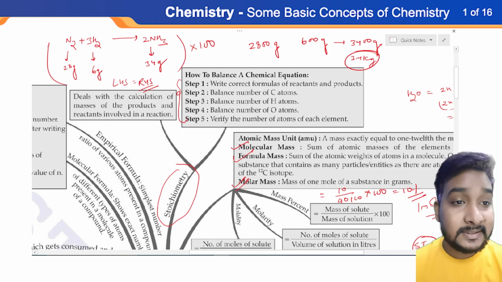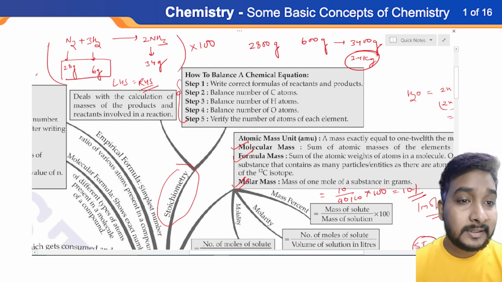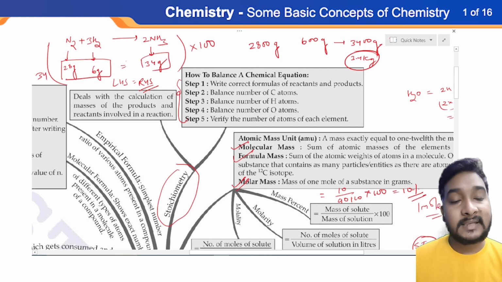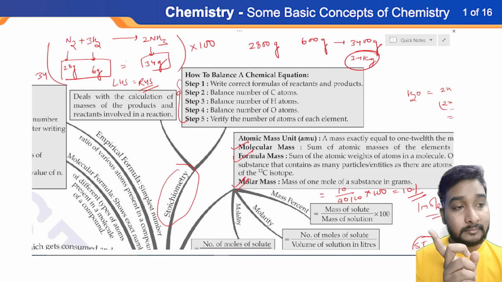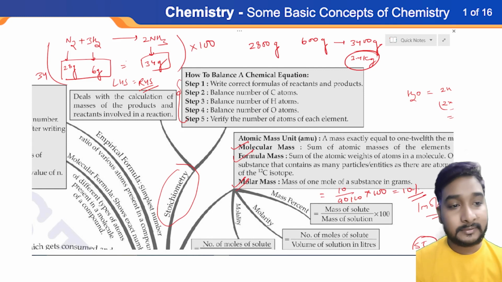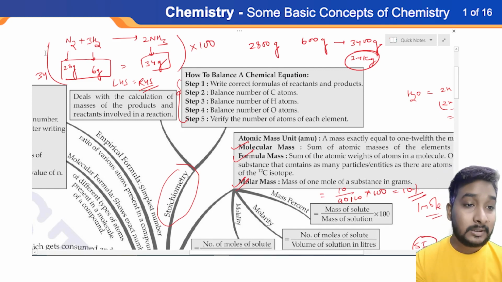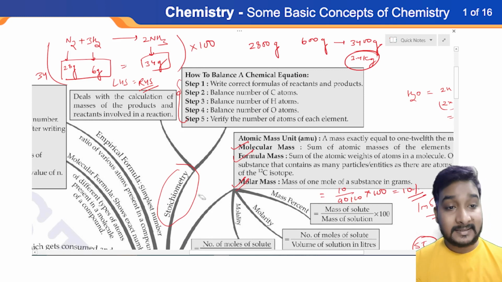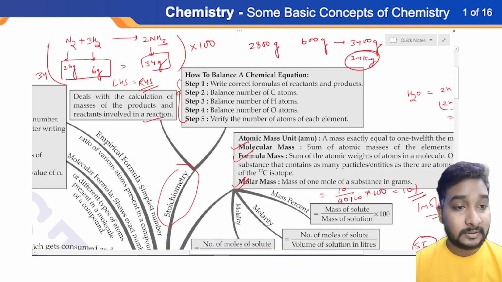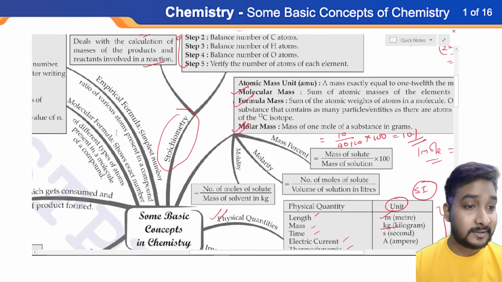You can see here, 28 plus 6 equal to 34 gram, and this 34 gram, so 34 equal to 34. We can say that this reaction is completely balanced. So the main function of stoichiometry is to balance a reaction to enhance the production of product during a chemical reaction. Second thing, stoichiometry deals with the calculation of masses of the products and reactants involved in the reaction. I have told you earlier, so no need to discuss further.